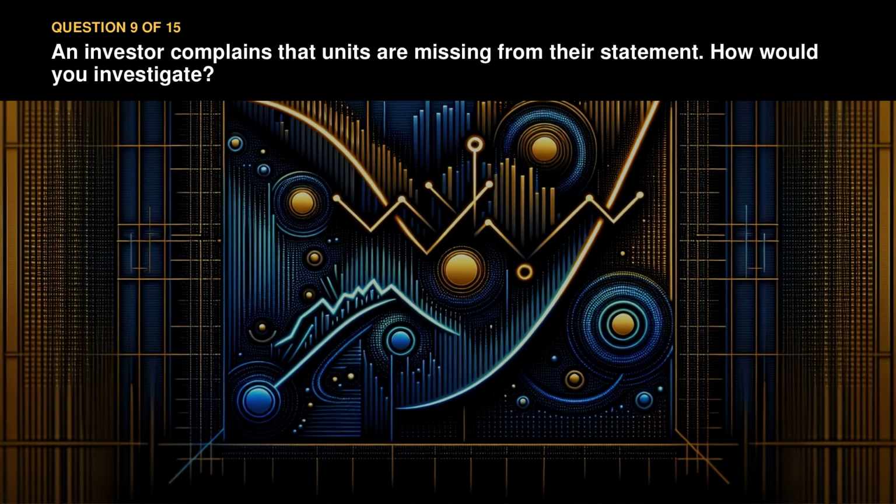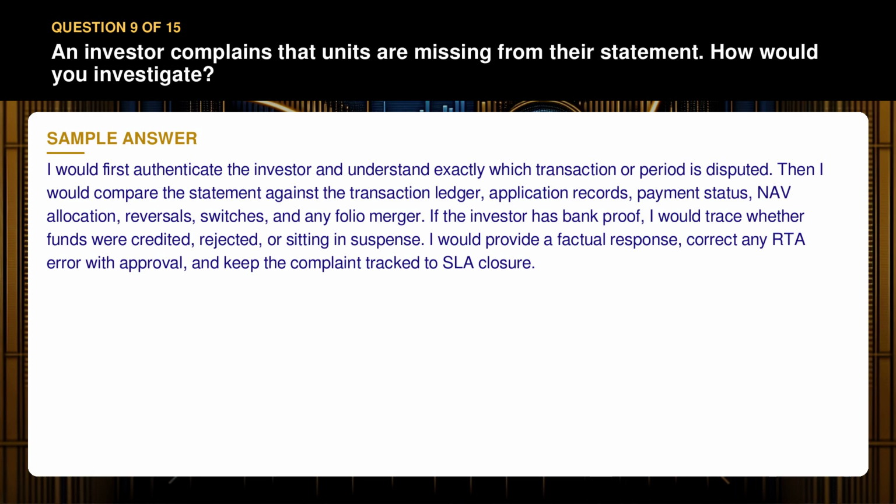Question 9. An investor complains that units are missing from their statement. How would you investigate? I would first authenticate the investor and understand exactly which transaction or period is disputed. Then I would compare the statement against the transaction ledger, application records, payment status, NAV allocation, reversals, switches, and any folio merger. If the investor has bank proof, I would trace whether funds were credited, rejected, or sitting in suspense. I would provide a factual response, correct any RTA error with approval, and keep the complaint tracked to SLA closure.